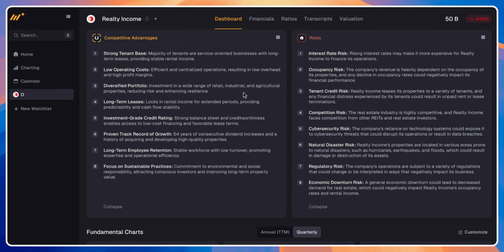Second, this company has very, very long-term leases. These are usually 10 plus years. So even if interest rates go up, go down, property prices go up and down, it's very consistent, stable income that's coming in.